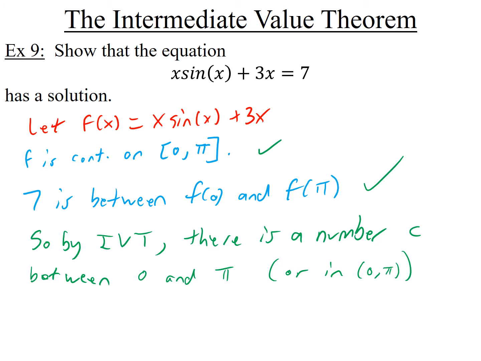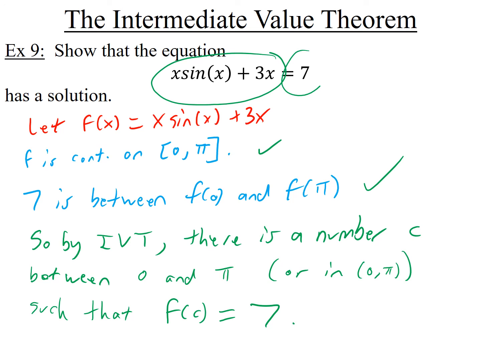Okay, such that if you plug in c to this function, you get 7. Remember the whole time we want an output of 7. Now we're saying, yeah, there's a number c. The intermediate value theorem says there's a number c, so if you plug it into the function, you get 7. That number c is between 0 and pi. If you were to plug it into here, you would get 7. That would make it a solution to the equation. So c is a solution to the equation. And that's basically it.